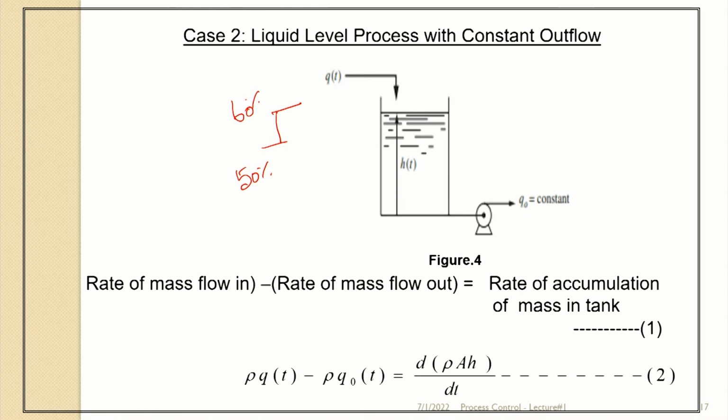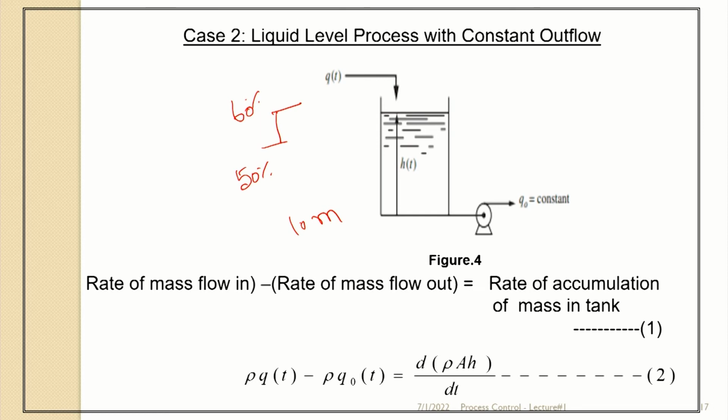What will happen to the outlet flow rate? The outlet flow rate will not change from 50% to 60%, right? The level may increase due to the increase in the inlet flow rate. Suppose previously it was at 10 meter. Now, because of this change in the inlet flow rate, the level may change from 10 meter to 11 meter or 12 meter.